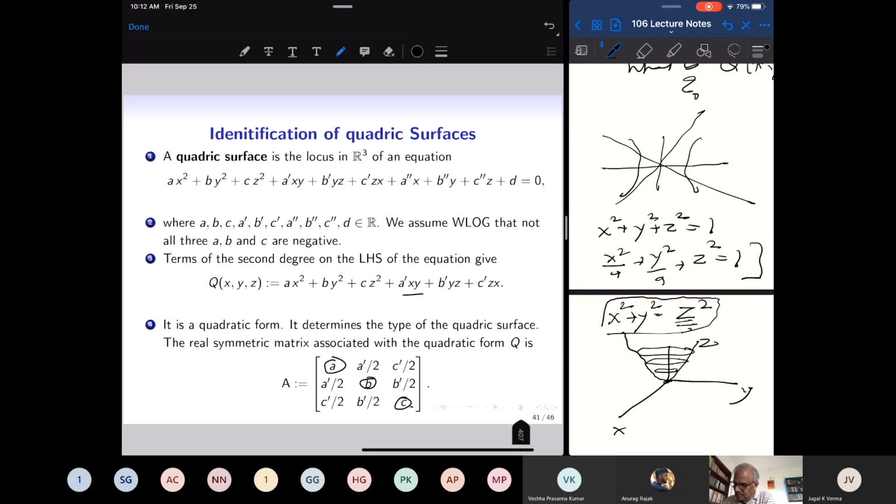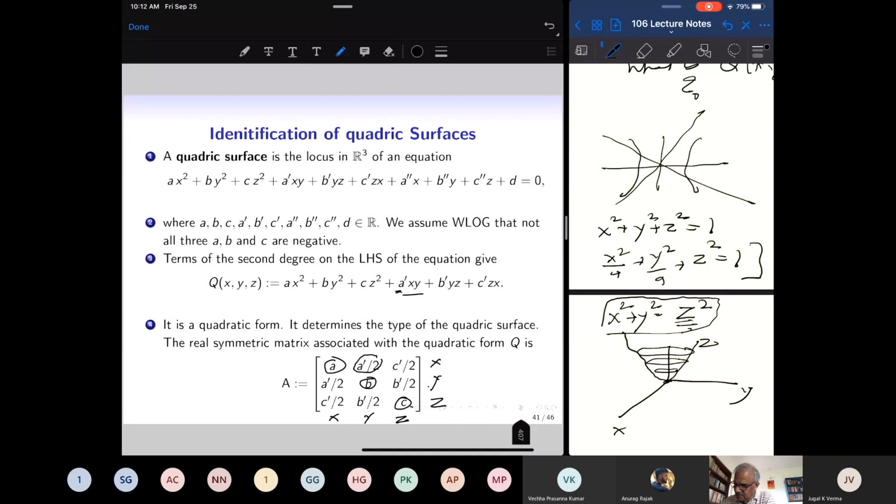So A, B, C are the quadratic terms. Then A prime over 2 goes with xy. This represents x, this represents y, this represents z, and this represents the x row, y row, and z row. So A prime over 2 will be the term which goes with xy. This is A prime.